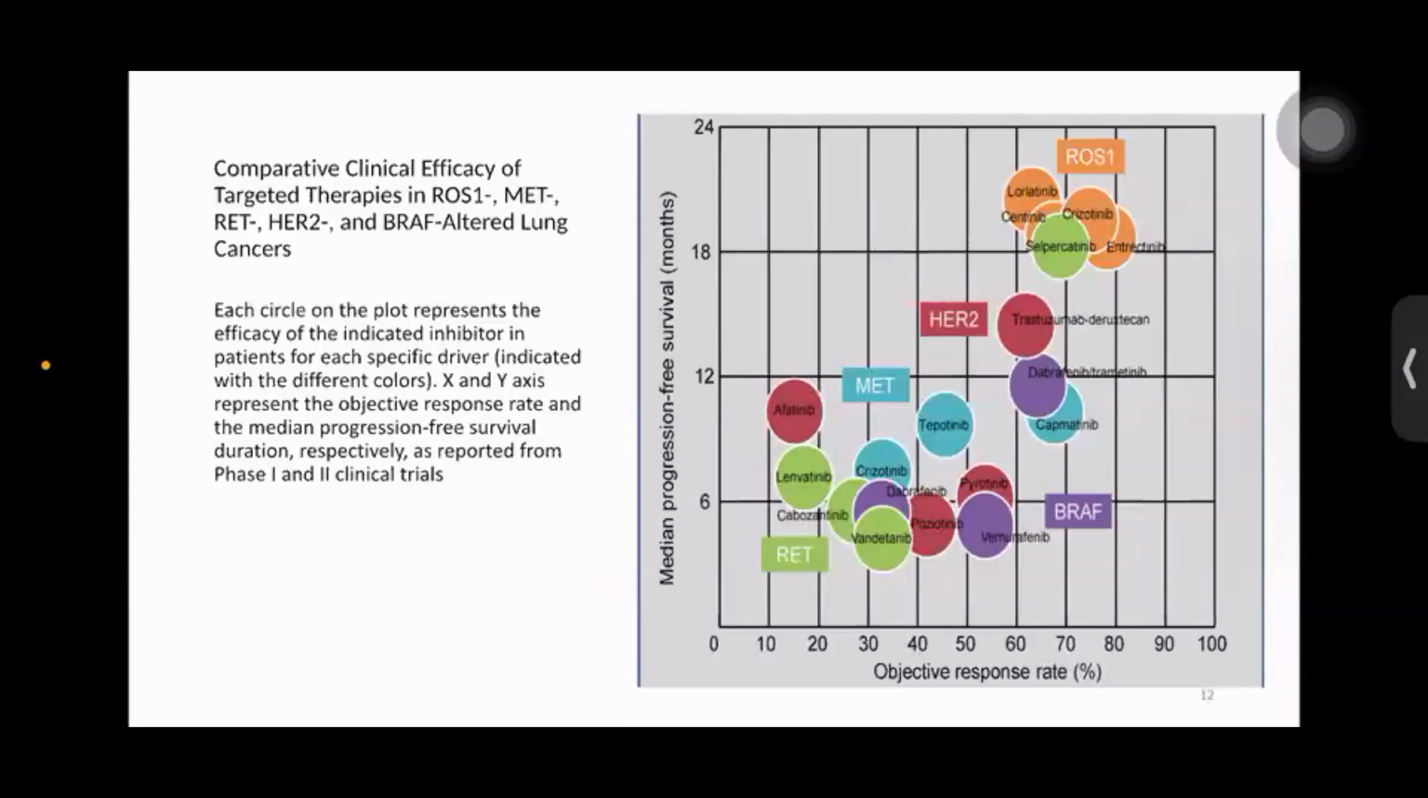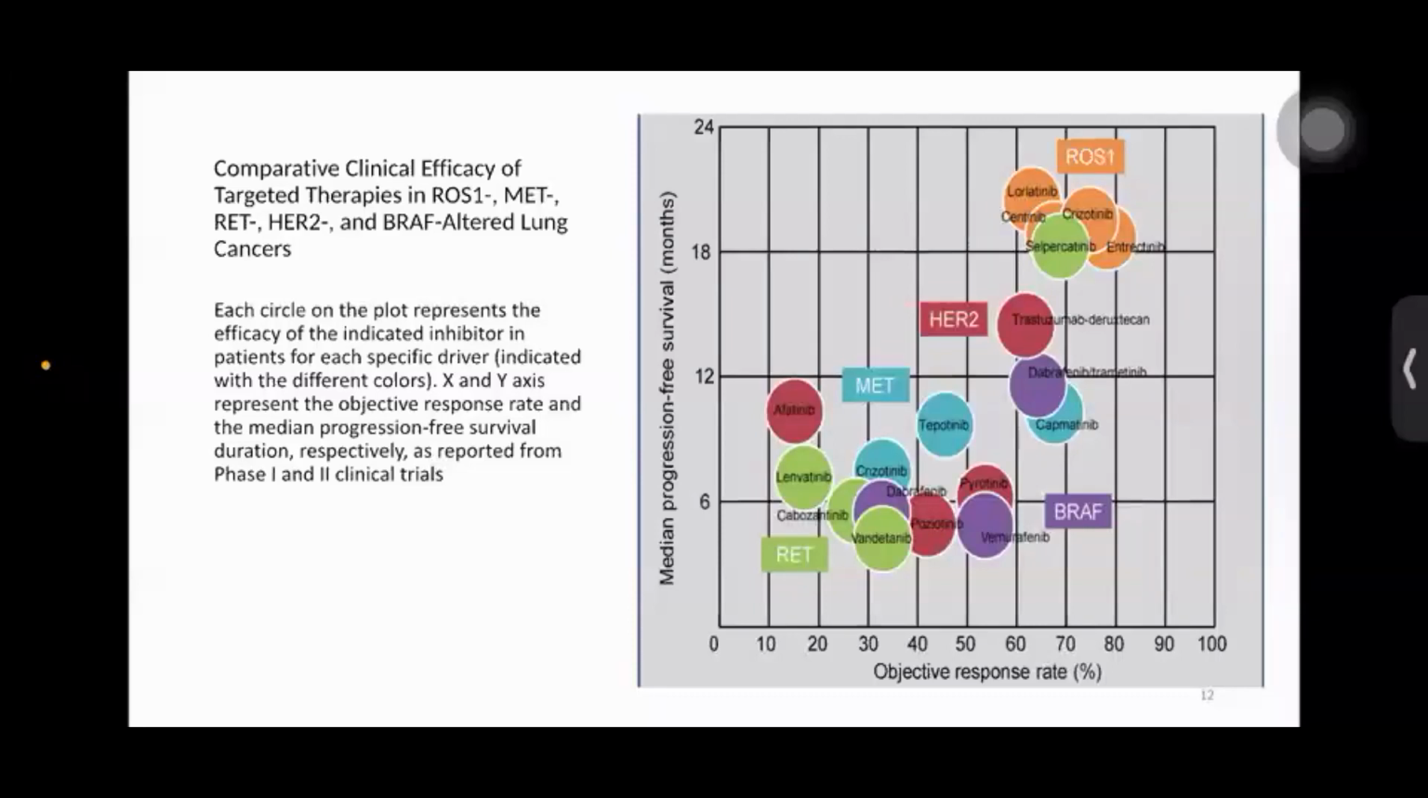If we see the response rates of various targeted therapies based on the targets, these are the different targets. We can see that patients who have a ROS1 mutation respond very well to targeted therapies, with a very good progression-free survival. But if we see the RET mutation, which is lower down, though we have targets, the response is not as high as we expect with the ROS1 or ALK targeted therapies.